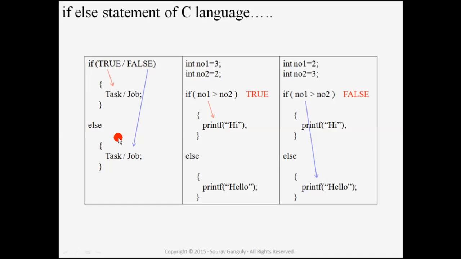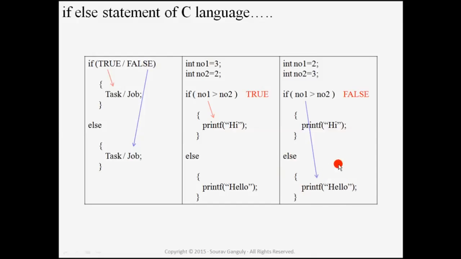else section will execute. Now take an example. If the first number is 3 and the second number is 2, then this condition is true. That means 3 is greater than 2, so this whole condition is true. So we will get the output high. In the next case, the first number is 2 and the second number is 3. So 2 greater than 3, this condition is false. So the else section will execute.